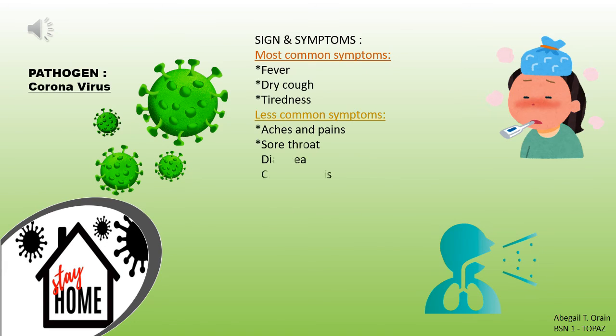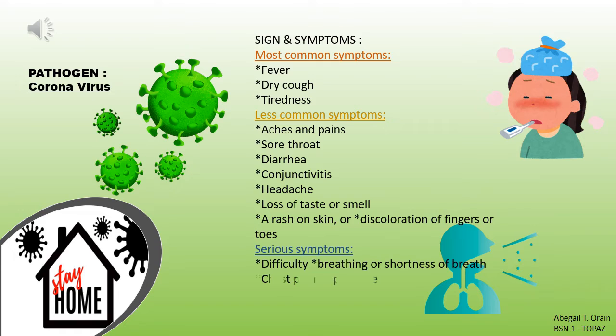The pathogen of COVID-19 is coronavirus, which falls into a large group of viruses. There are thousands of them found in animals around the world. The signs and symptoms of COVID-19 are fever, dry cough, and tiredness. Those are the most common symptoms.